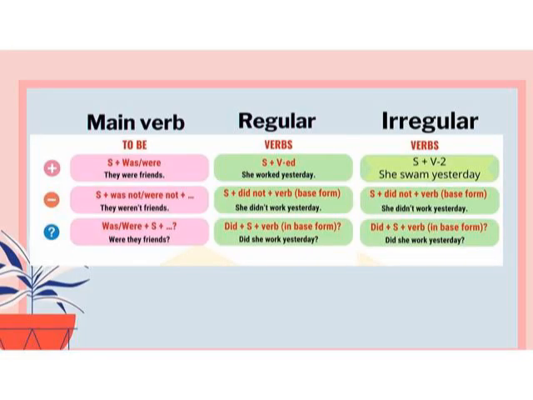This is the formula for the simple past tense. The first one is using the main verb be. The formula is subject plus was or were. To be in here is as was and were. Was is for the subject I, she, he, it, while they, we, you are using were.